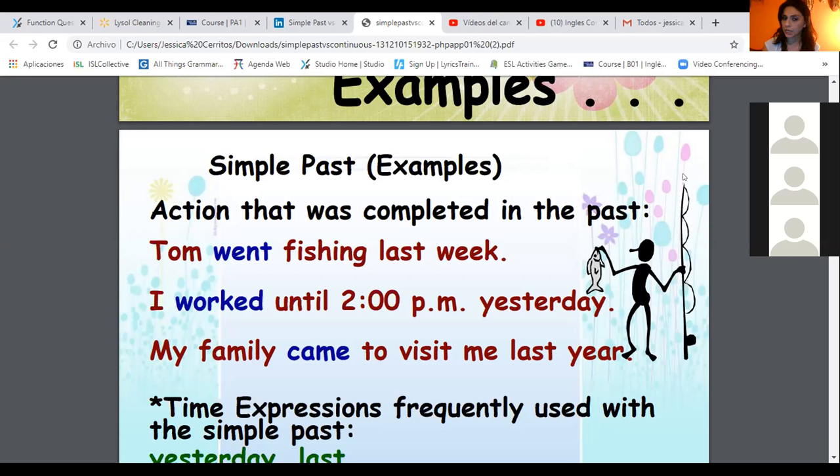Last week, all right? Number 2, I worked until 2 p.m. yesterday. I, the subject, worked is the simple past regular verb, until 2 p.m. yesterday. Number 3, my family came last year. Came is the verb. Now, in all these three sentences, the action began and the action finished. Okay, no more. It just did not continue, it finished.